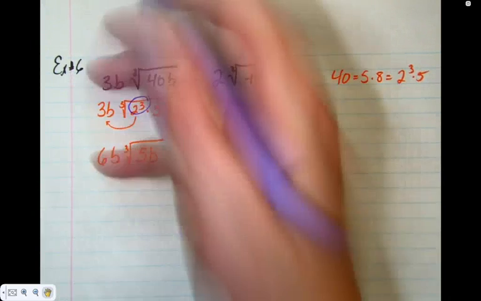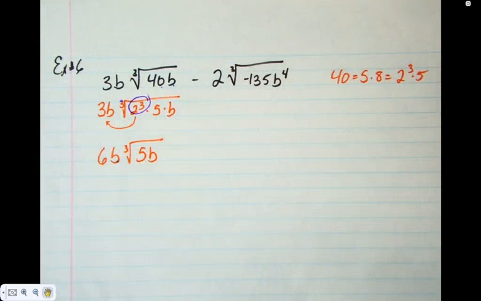Oh, yeah, it's just my little tail isn't there. Better? Awesome, thanks for asking.